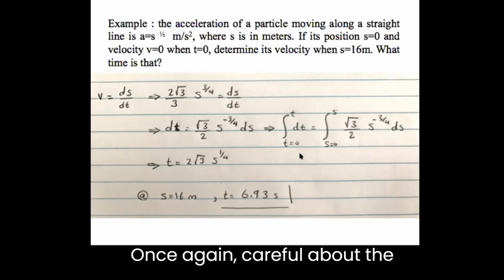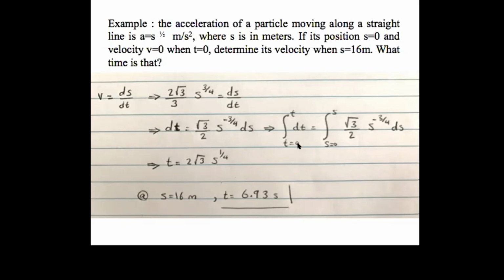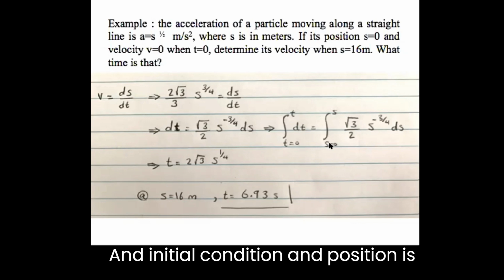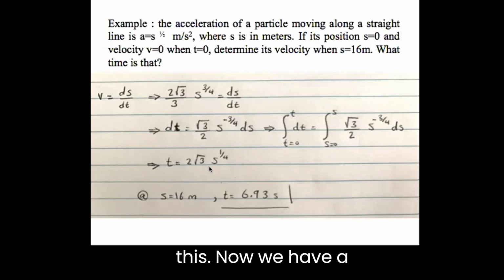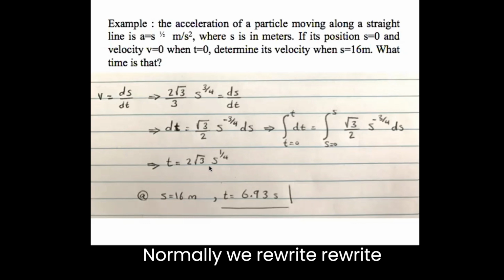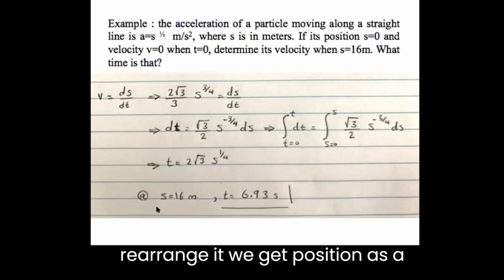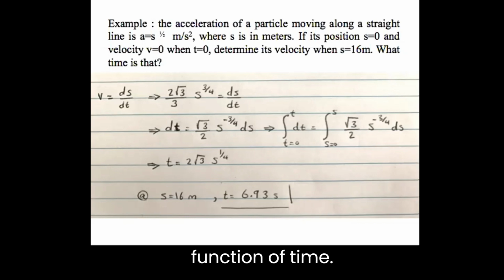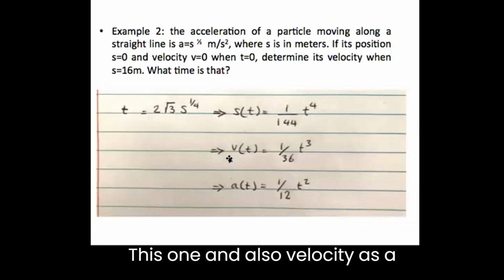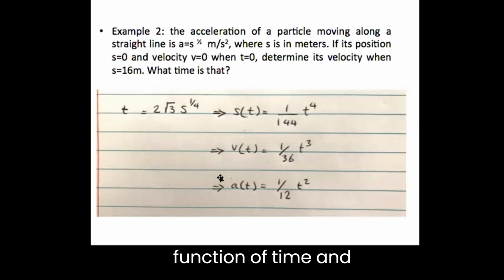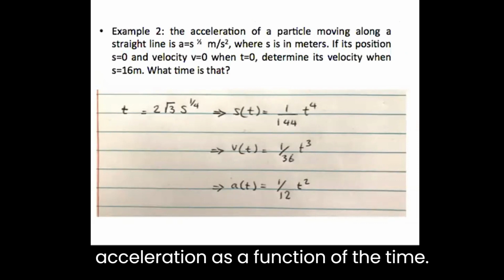Once again, be careful about the initial condition, and the position is the limit. After integrating, we get this. Now we have time as a function of position. Normally, we rewrite position as a function of time, because time is always independent. Therefore, after rearranging, we get position as a function of time. This one. And also velocity as a function of time and acceleration as a function of time.